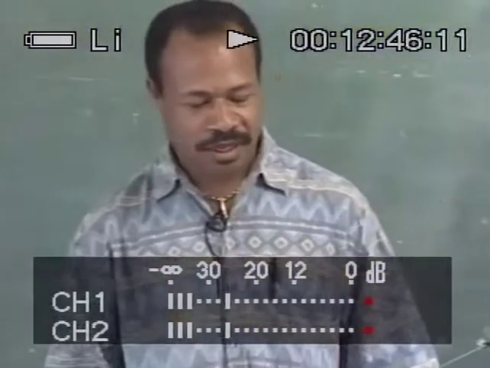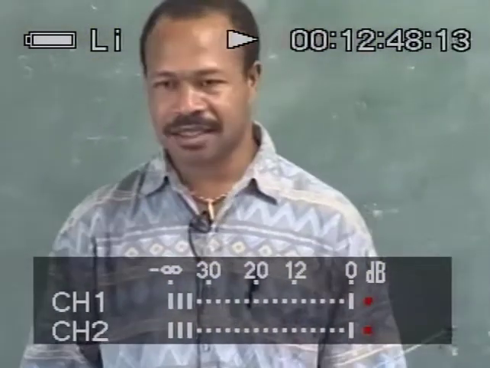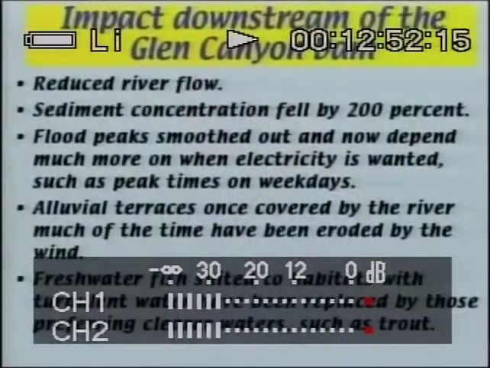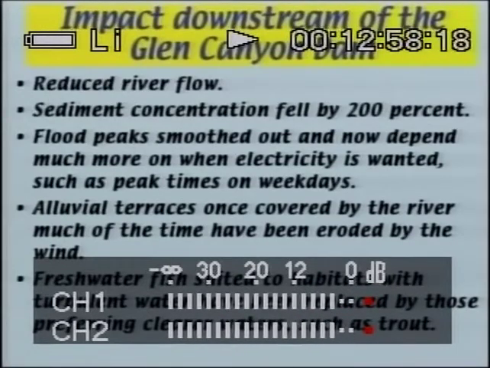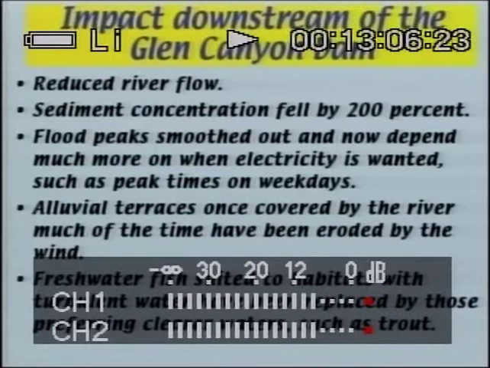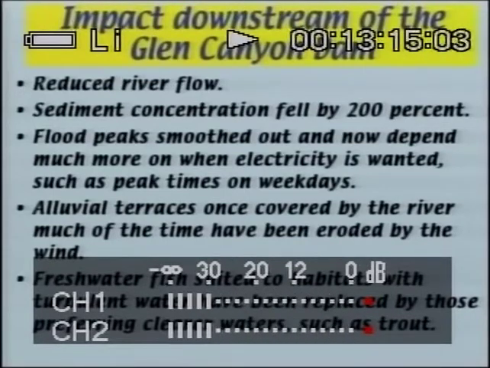Now, if you look at the impact of that on the use of water, what we see here is that as more dams are built, we see a lot of things occurring on the river channel here. What we see first is a reduced river flow. More dams are built means the flow of the river basically reduces.